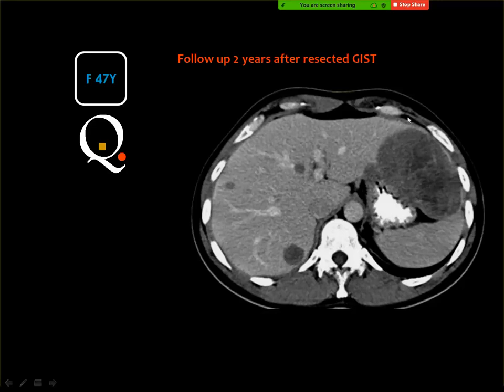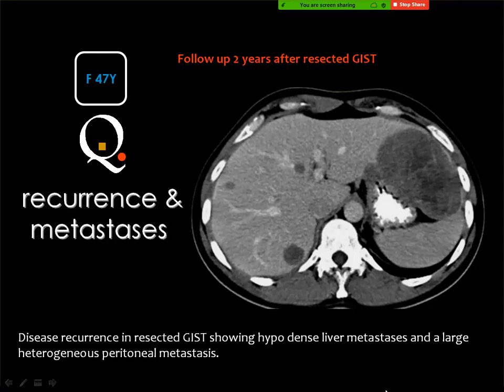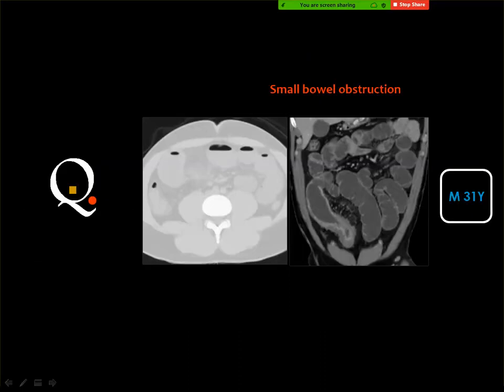This patient had a history of resected GIST tumor, and he is doing a follow-up study which showed this appearance. Recurrence. Recurrent, with metastatic, local recurrence and metastatic. Very good. This patient presented with small bowel obstruction.